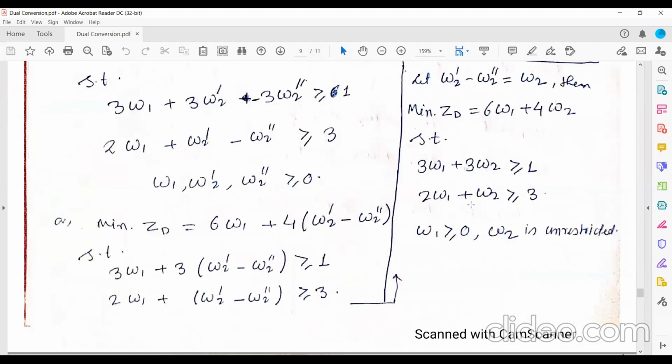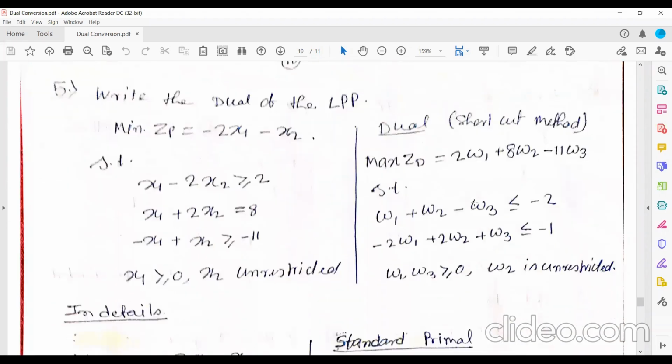Okay, let's see the last problem. Minimum ZP is equal to minus 2x1 minus x2. Since the problem is minimization, all the constraints should be greater than or equal to. Here equality is there in one constraint, and the others are greater than or equal to. So here, by the shortcut method, you can write its dual.